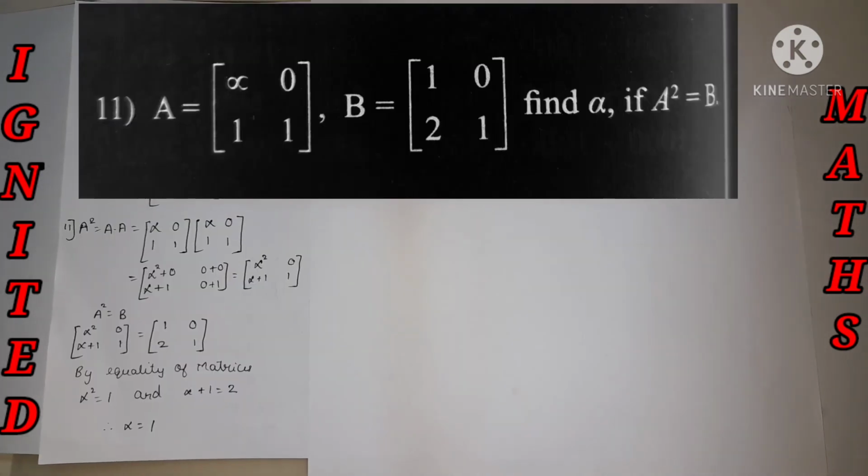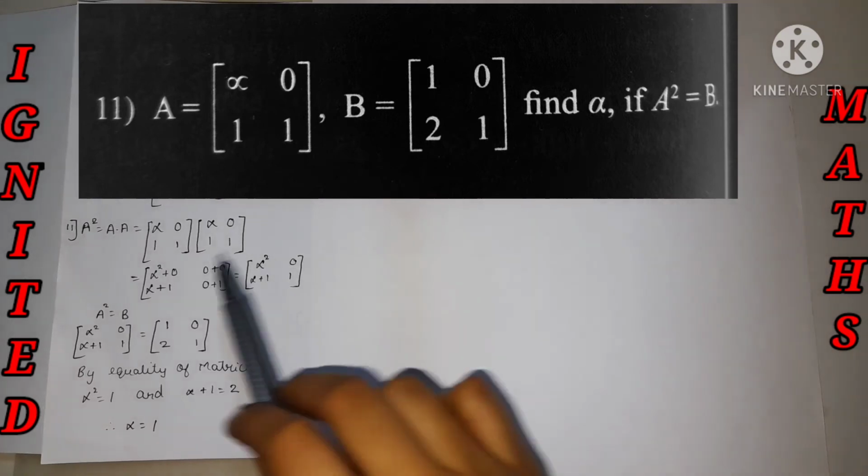Seventh main question. They have given the A and B matrix. Yes, and we need to find the alpha. Alpha is nothing but the value. Okay, if A square is equal to B. Okay, they have given certain condition, that is nothing but A square is equal to B, and we need to find the value of alpha.